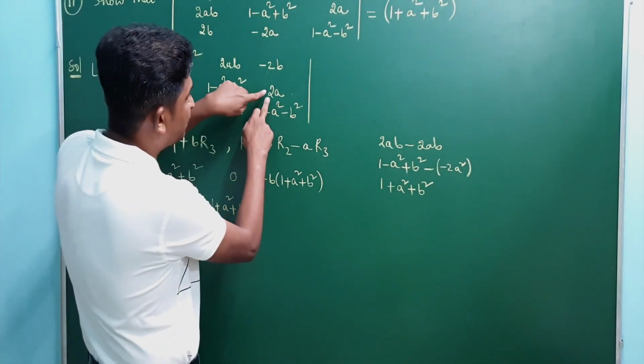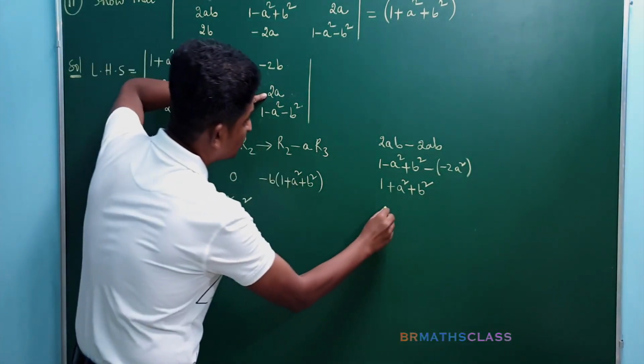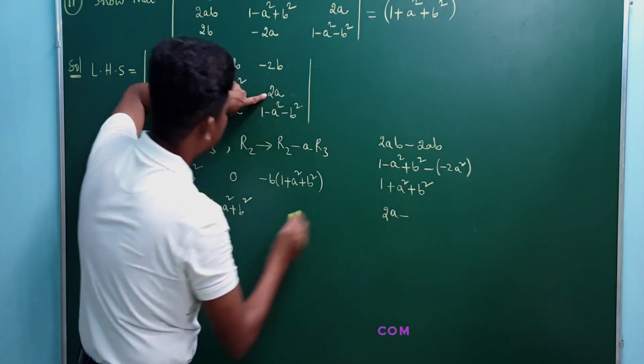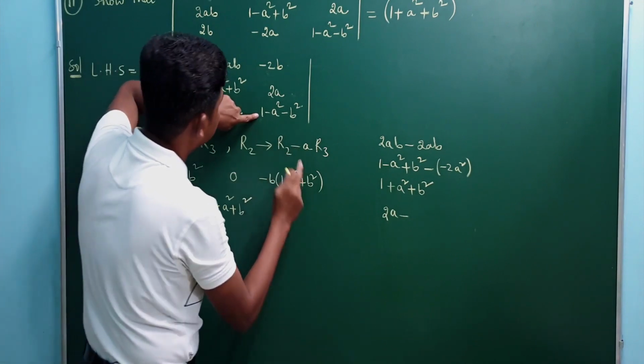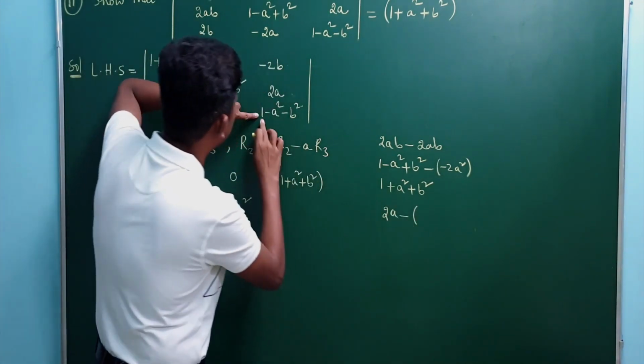Okay. Now you apply for this R2. R2 is what? 2a minus this element, you multiply with a. Here minus is there. Multiply this element with a. What will you get?